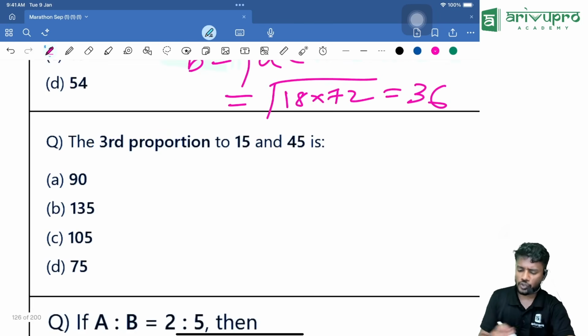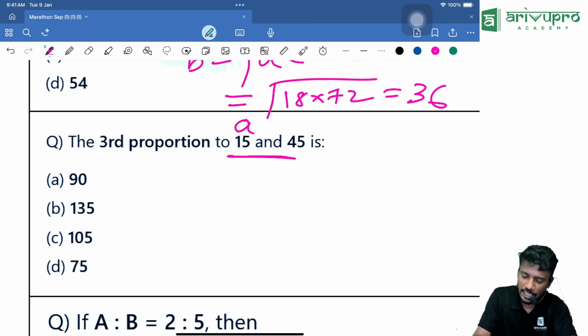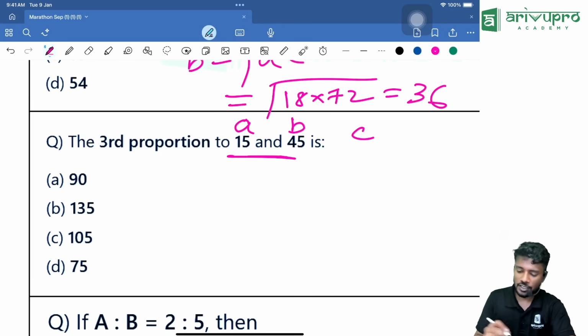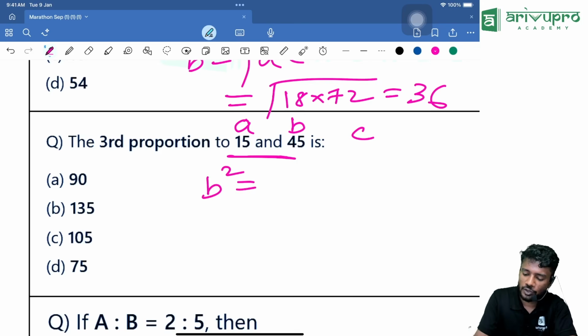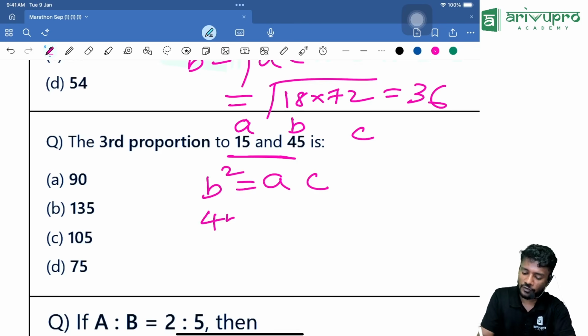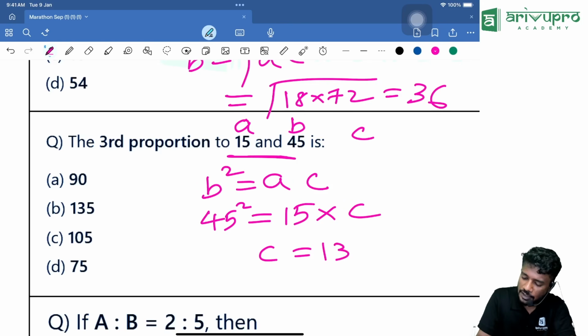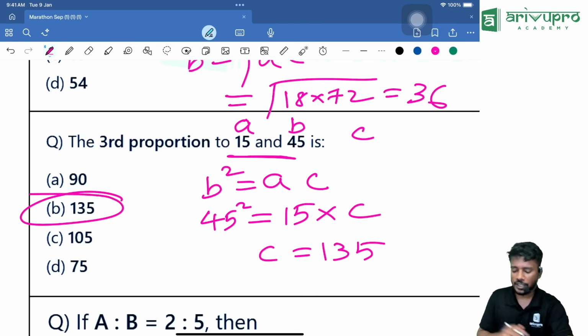Now, the next question: the third proportion to 15 and 45 is what? Then you should take this as A, this as B, and we are going to find C. So, we know that B square is equal to AC. From that, you will substitute 45 square is equal to 15 into C. From that, find the value of C. 45 into 45 divided by 15, that is equal to 135. Option B is your answer.